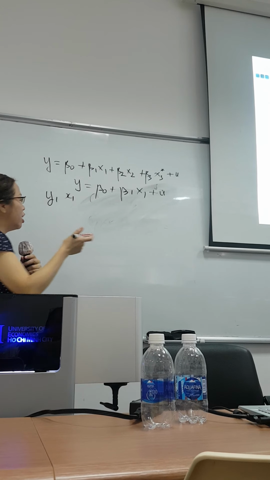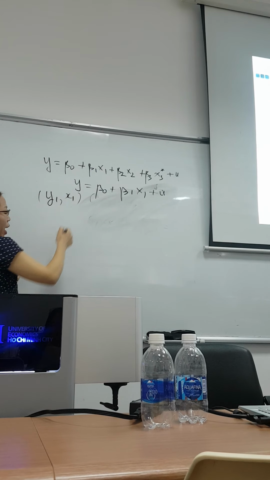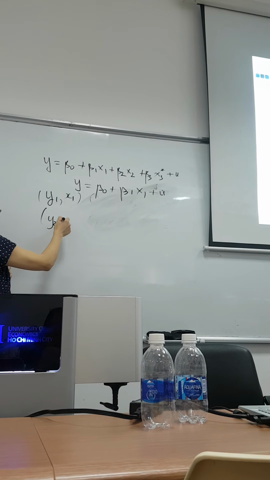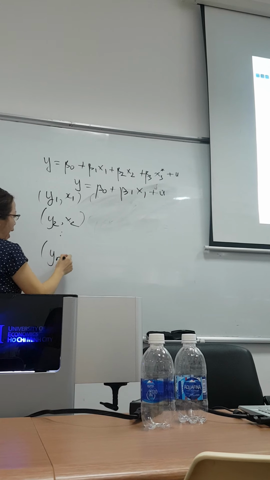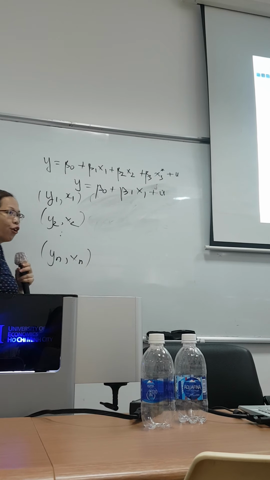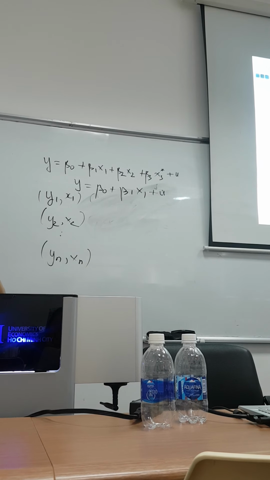And then I collect data. So y1, x1 is going to be for the first person. And then I have y2, x2 for the second person. And then I have yn, xn for the nth person. Right? So the ordering of these observations is of no importance. I can put y1 first, I can put yn first, right? It doesn't make any difference for cross-sectional data.